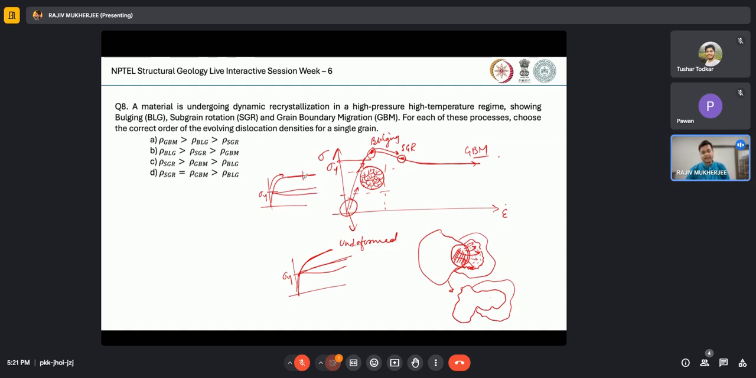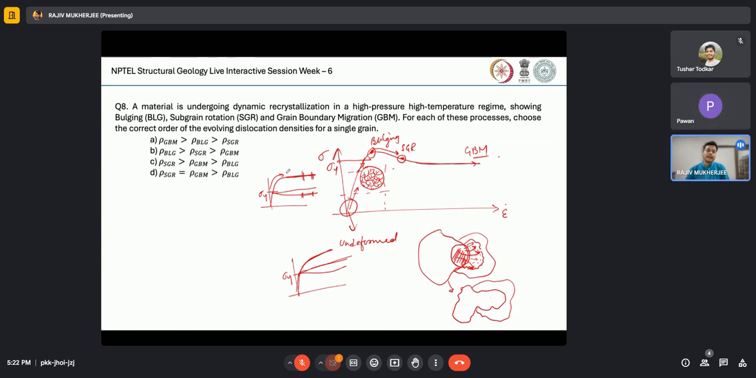Whether the steady state value is higher than the yield stress or lower than the yield stress defines strain hardening or strain softening. But the steady state value means you are entering the recovery stage of your dynamic recrystallization. It will show strain softening, it will show the release of stress, the release of energy.